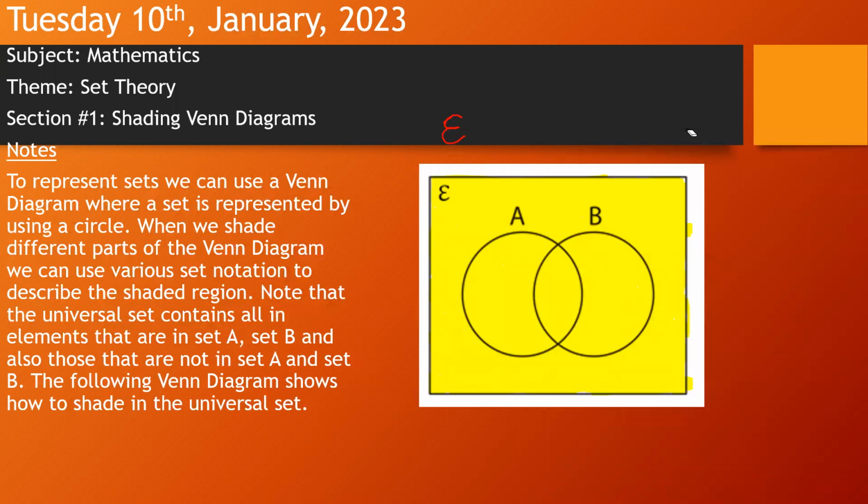Mr. Batik, can you go over it again, please? Because I don't understand. Okay, what I'm saying is, if they ask you to shade in the universal set, remember the universal set is like the universe, if you want to think of it like that. The universal set contains everything. So if they ask you to shade it, that means you have to shade all of A, all of B, and everything on the outside of A and B. So you have to use your pencil and shade in circle A, like I shaded in with the yellow, shade in B, and shade in everything around it. That's the universal set.